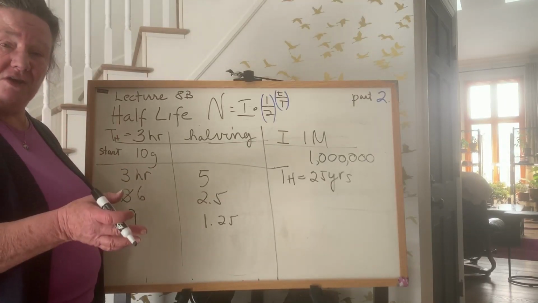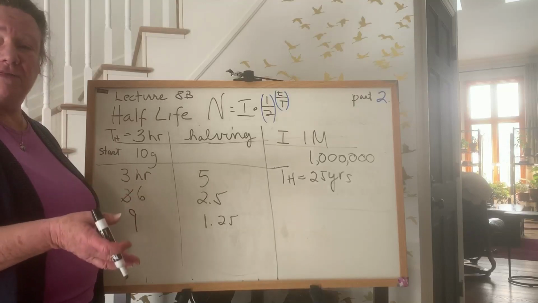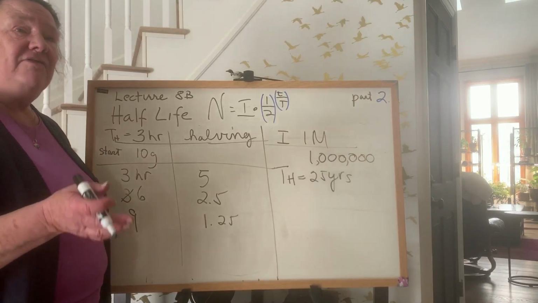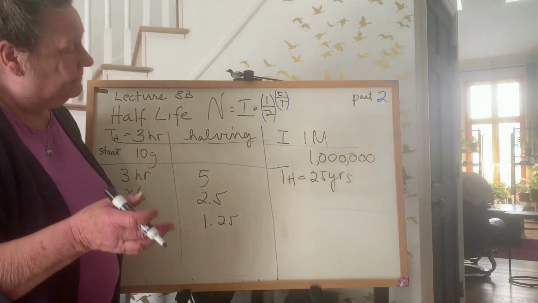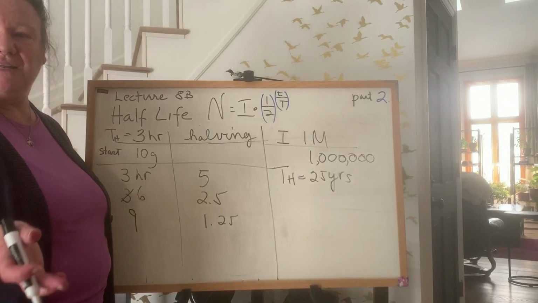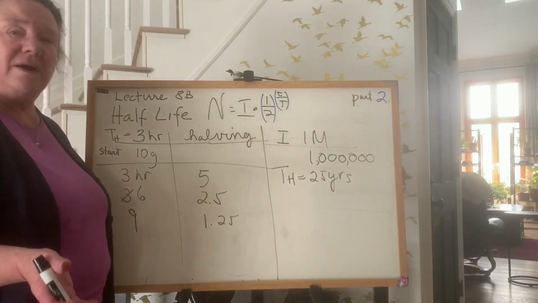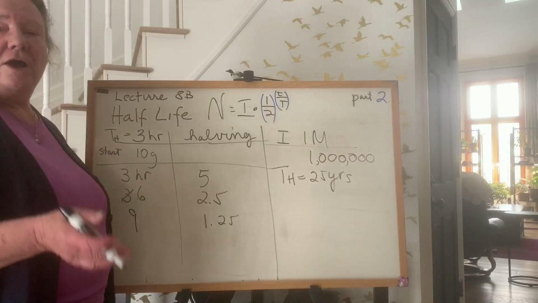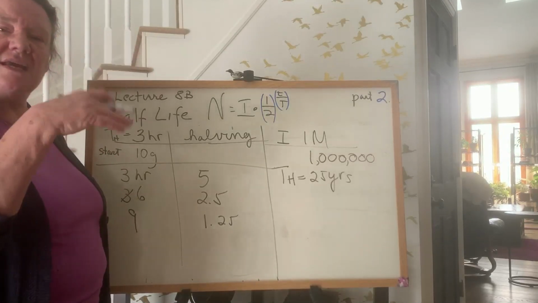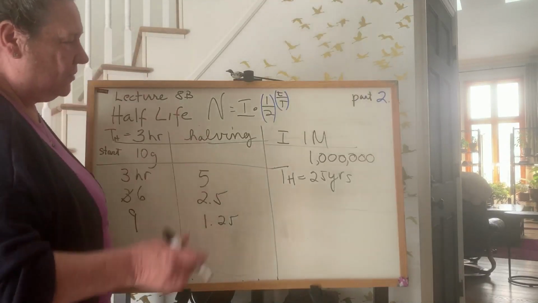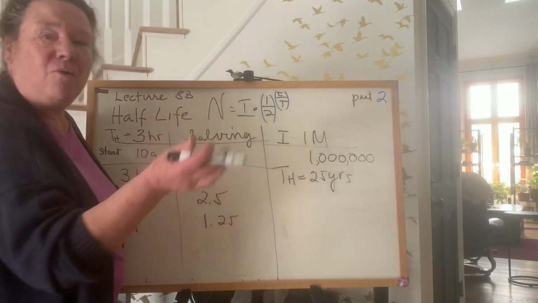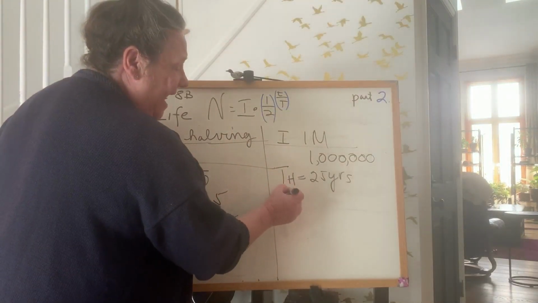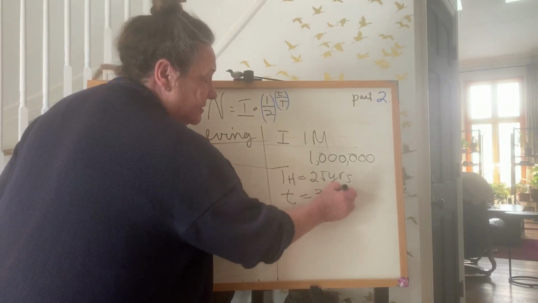In 25 years, there will be 500,000 animals. In another 25 years, which would make it 50, there'll be 250,000. In another 25 years, that makes it 75, that will make it 125,000. And you can see it's definitely dwindling. Okay, so, but I don't want it at exactly the 25, 50, 75 mark. I want it at 30 years.